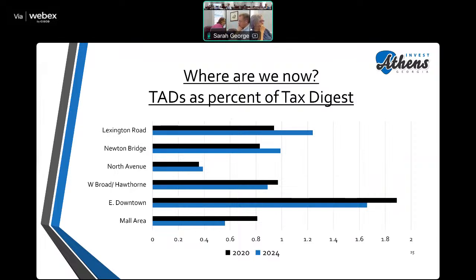Yeah. So 2.8 million, about 2.9 million is the total amount that we've collected in the TAD funds, all those added together from the previous 4 slides, years. Okay, yeah.